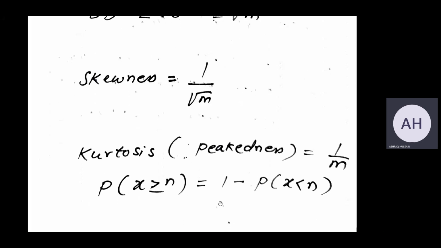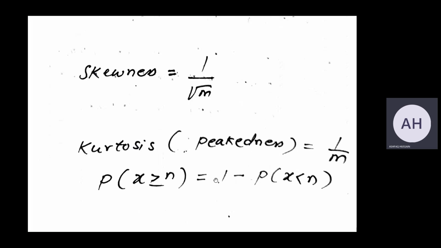Suppose they have asked about one probability property: the probability of x greater than or equal to some value can be written as 1 minus the probability of x less than that value.